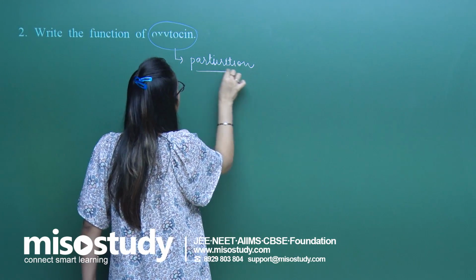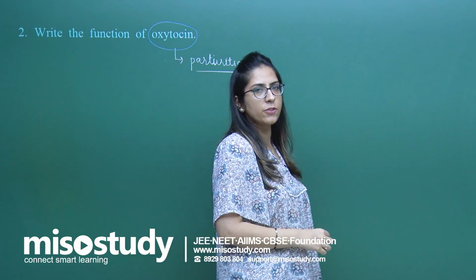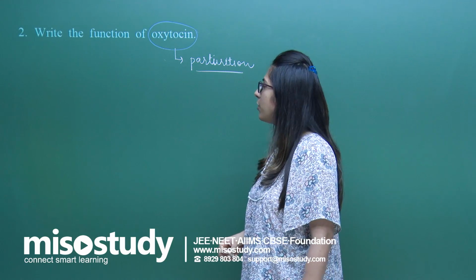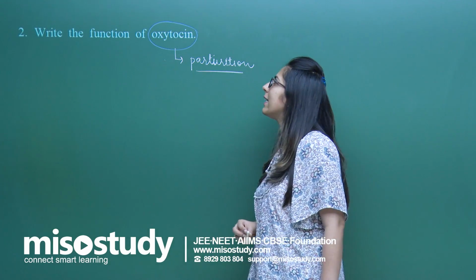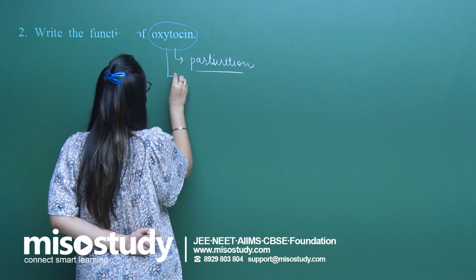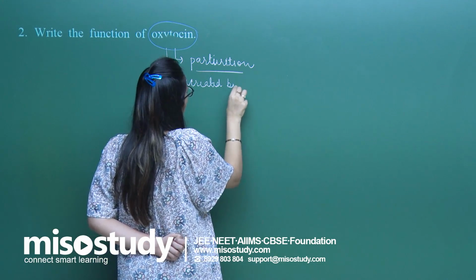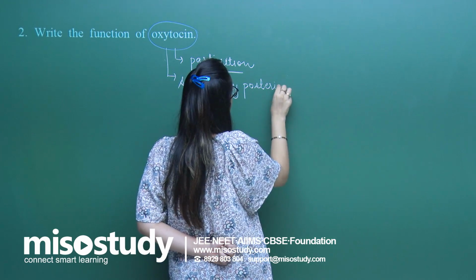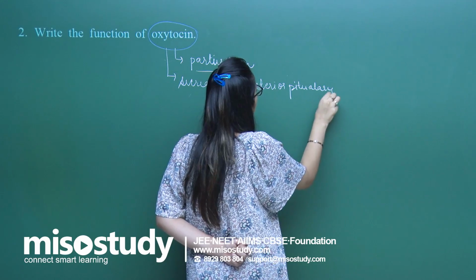Do not get confused between micturition and parturition. Expelling out of urine is micturition, while parturition is expelling out of a baby. That is, oxytocin helps in parturition. Now, my question is who secretes this hormone oxytocin? Oxytocin is secreted by the posterior pituitary.